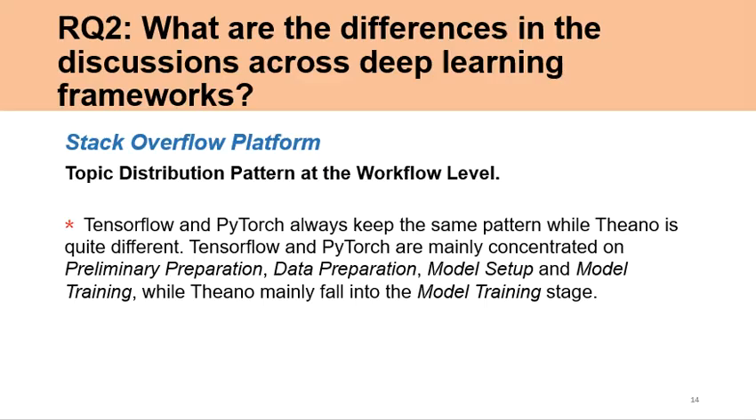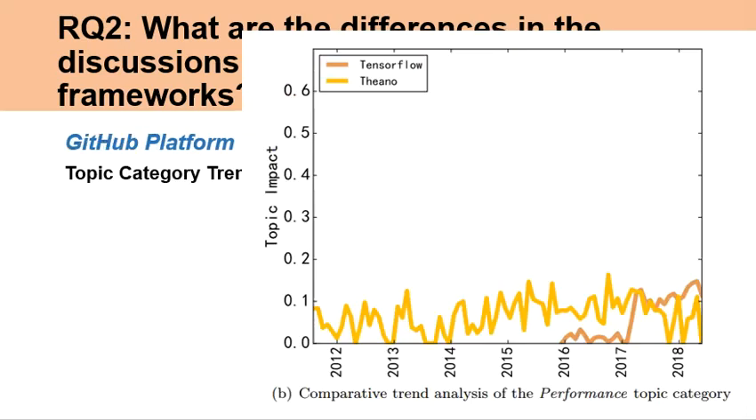In RQ2, we discussed the commonality and difference of discussion topics across different deep learning frameworks. We find that for the Stack Overflow platform, TensorFlow and PyTorch always keep the same pattern as for the topic distribution at the workflow level, while Theano is quite different. TensorFlow and PyTorch are both mainly concentrated on preliminary preparation, data preparation, model setup, and model training stages, while Theano mainly falls into the model training stage.